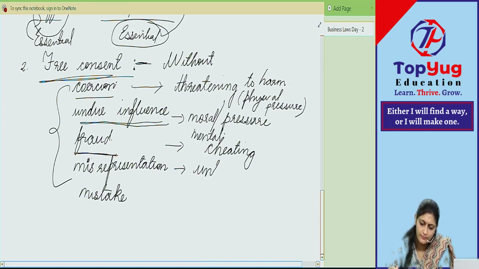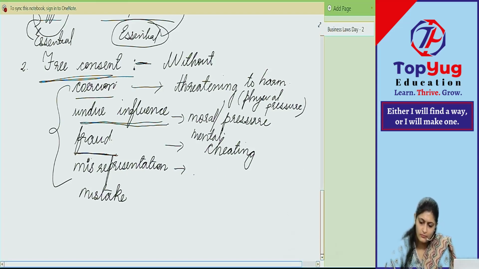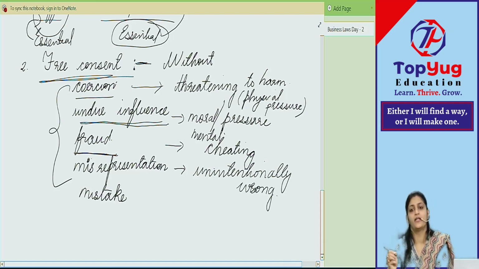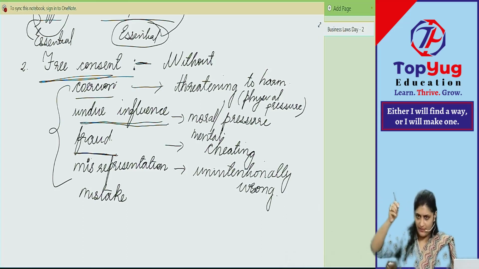Misrepresentation is nothing but unintentionally doing wrong with a party. You are doing wrong with the party. Unintentionally means what? You don't know about it. I'll use the same example so that you can get the difference also. Please concentrate, everybody. This pen I am selling to you, telling what?